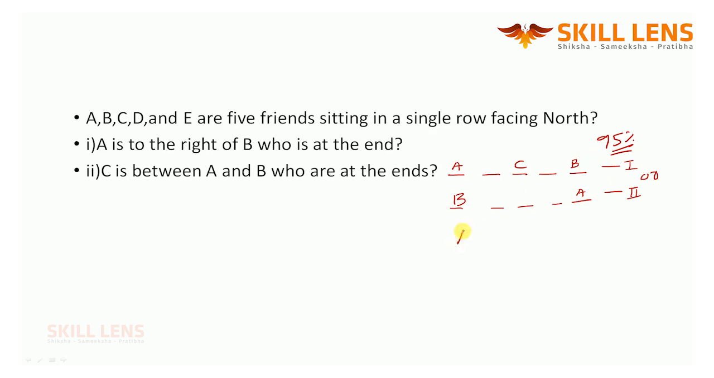But A, C, dash, dash, B. This is also C in between A and B only, no? If I place B, C, A, this is also between A and B only, C. So if this is the statement, when you are getting a lot of possibilities, nothing is going to be correct. You cannot say exactly the C position is this.